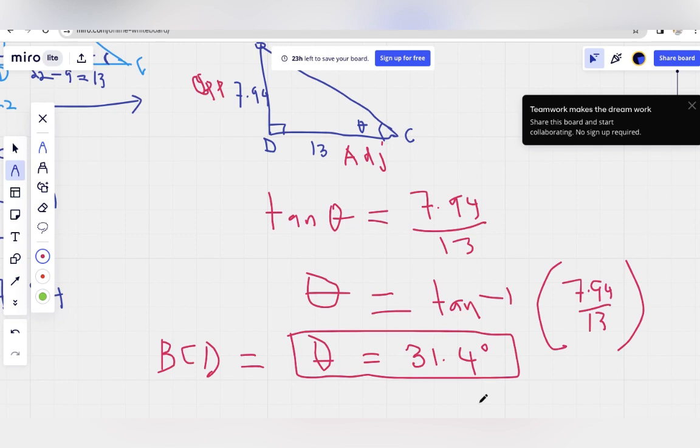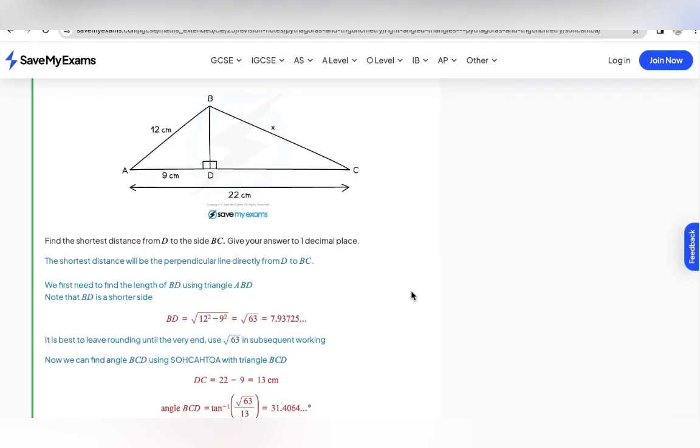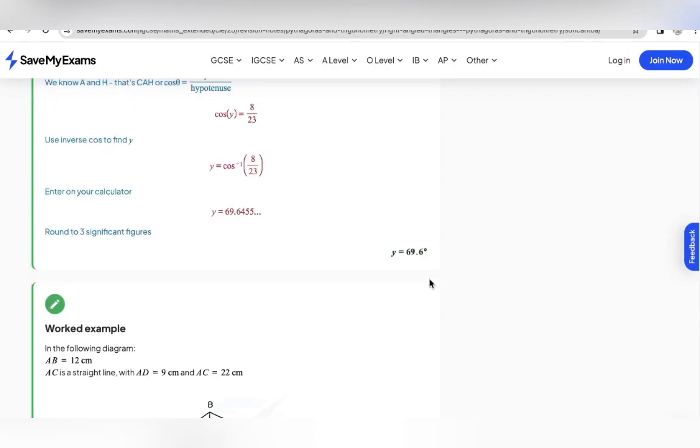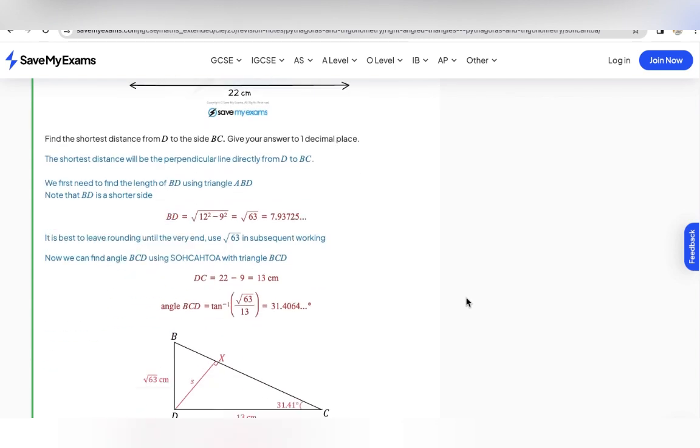So these are the applications of trigonometry. These are small applications of using, sorry, not the cosine rule, applying the SOHCAHTOA. This is how we apply the SOHCAHTOA in solving the different problems in trigonometry.